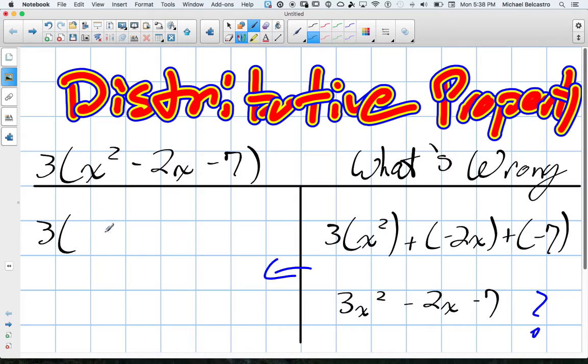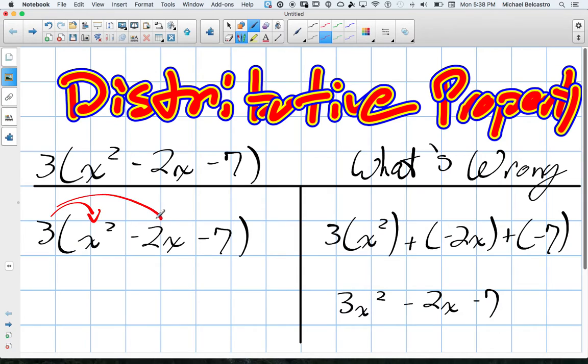We have 3 times, so whenever there is a number, just the number, or essentially a number and a variable, it doesn't matter, outside of a set of brackets, what it means is that value needs to be multiplied by all the terms inside of the bracket. Okay? So what are all the terms inside this bracket? Well, we have an x squared and negative 2x minus 7. So we're going to take this 3, think of it like a rainbow, and we're going to multiply by every single value. So this can be written a couple different ways.